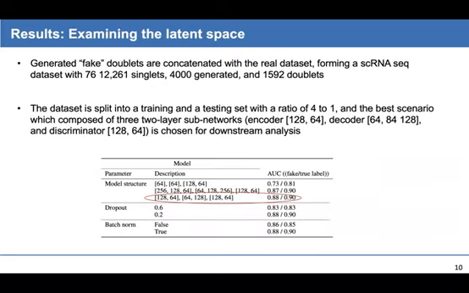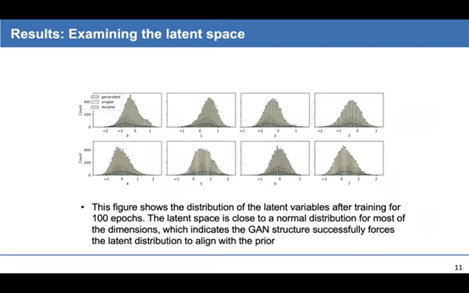So next, we concatenate the generated fake doublets to our real dataset, and then we split it into a training and testing set with a ratio of 4:1. The best scenario is achieved with a classifier composed of two layers. Here is a diagram of the 8 latent variables after training for 100 epochs. The latent space is close to a normal distribution for most of the dimensions, which indicates that the GAN structure successfully forced the latent distribution to align with the prior distribution.